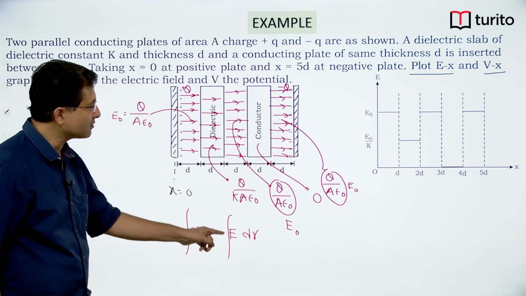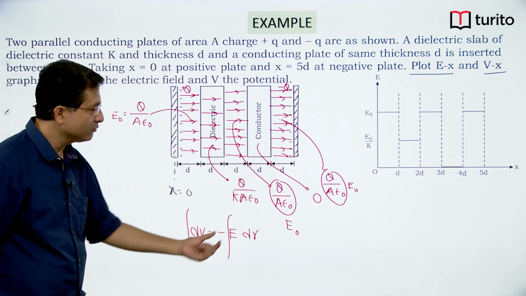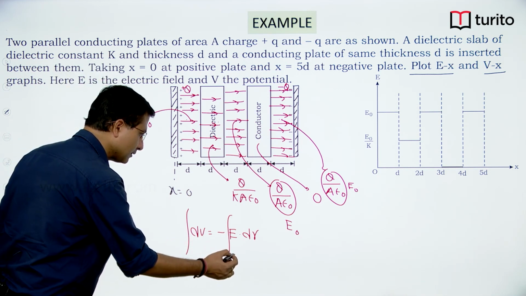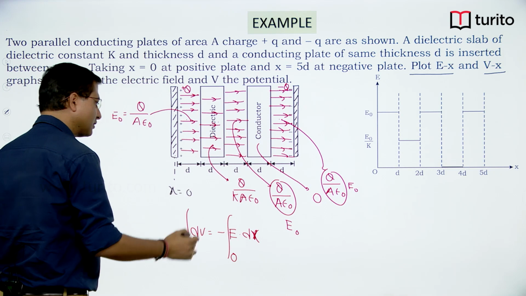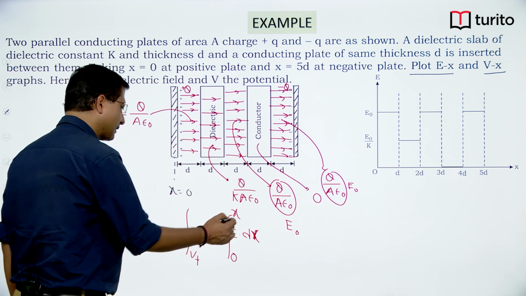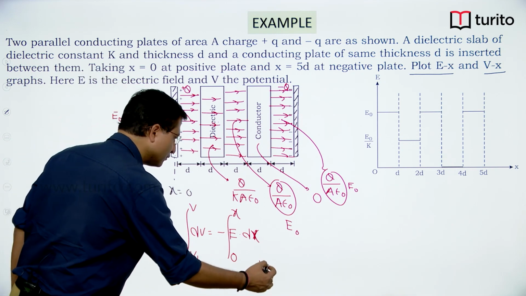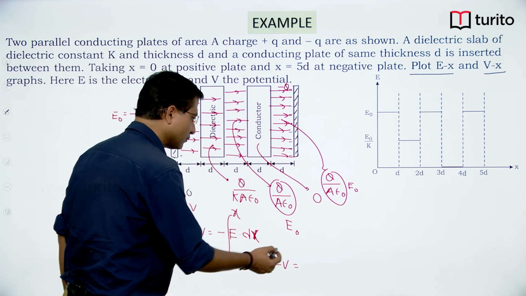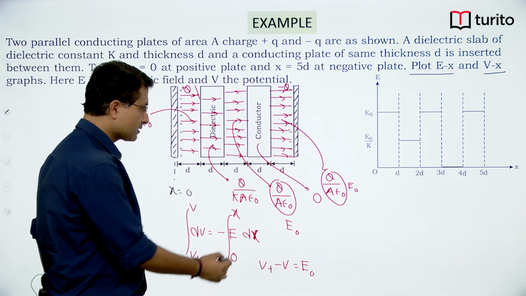As the field in different regions is constant, throughout the region the field is constant. If I put the limit x equal to 0, I will be on this plate, where the potential is some V plus. What would be the potential when I go by some distance x? Let that be V. So if I send a minus sign this side, I get V plus minus V minus is equal to the field, whatever I am getting in this region, E naught, into the integration of x.